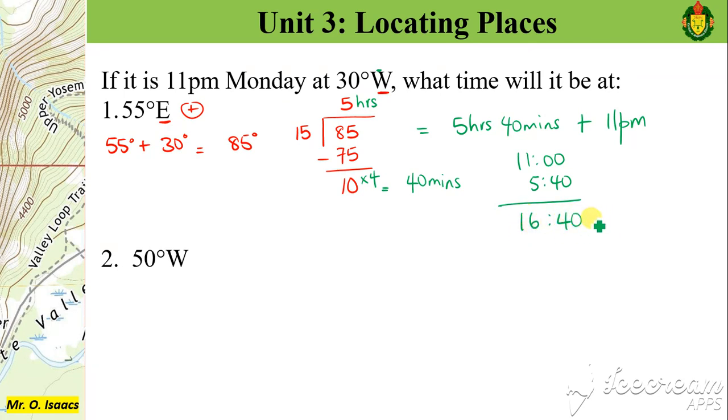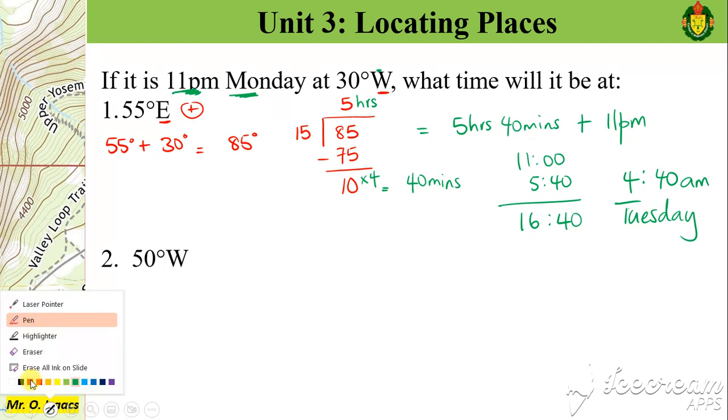And if we add that, you're going to be left with 1640. If we convert this to the regular time, it's going to be 4:40. And look at this, after 11 p.m. you know that it's going to be 12 a.m., it's going to go into another day, so therefore this has to be 4:40 a.m. And if that was Monday for 30 degrees west, this is going to be changed now to Tuesday. And that's the first one.